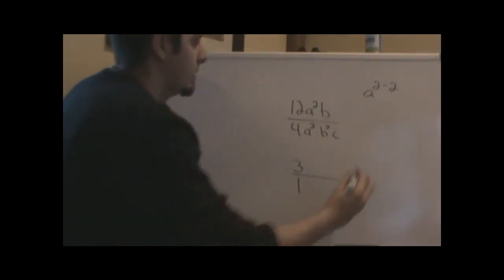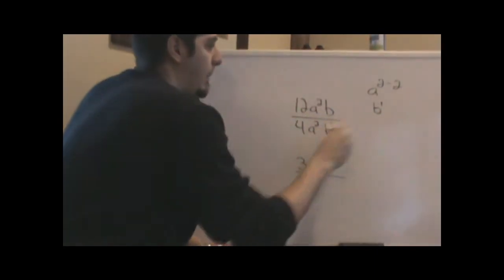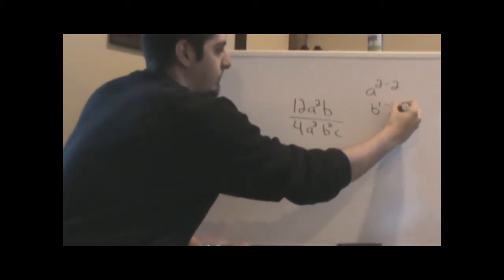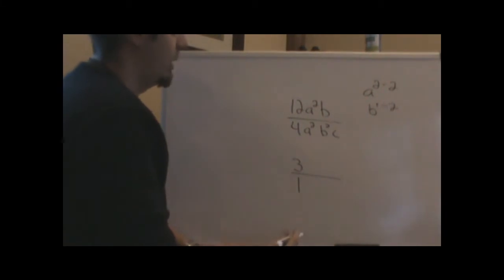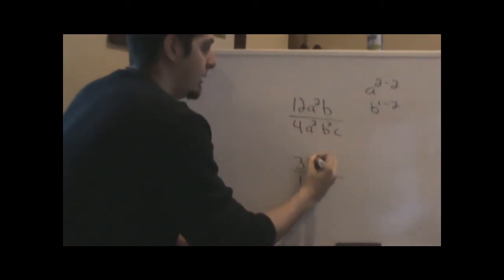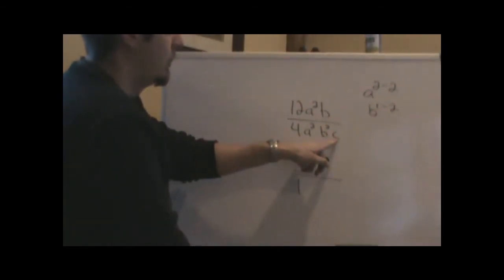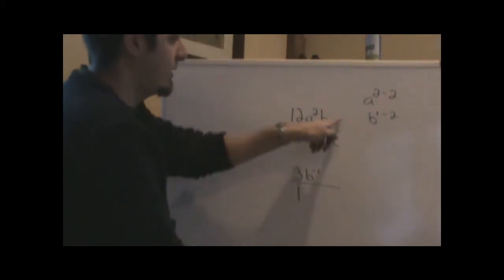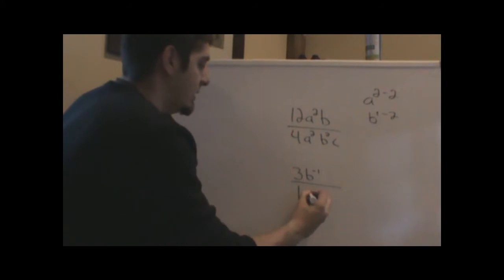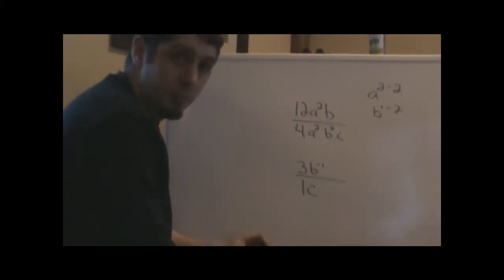For the b's, we're going to take b to the first minus b to the second, and we get b to the negative 1. The c has nothing to reduce with. There's no c on top, so the c stays on bottom. And we're done.